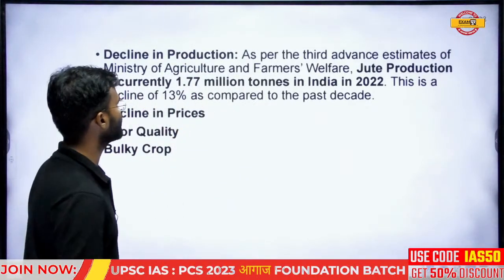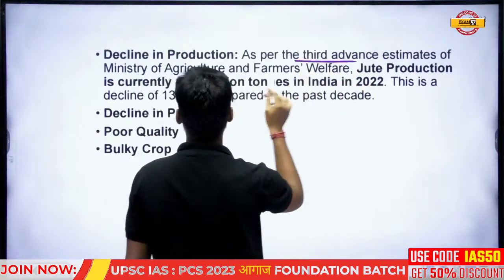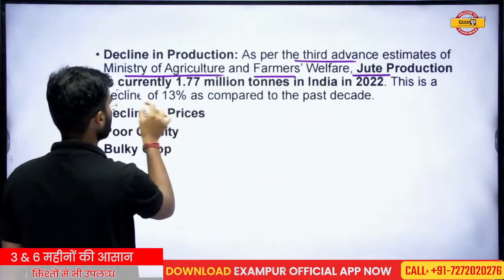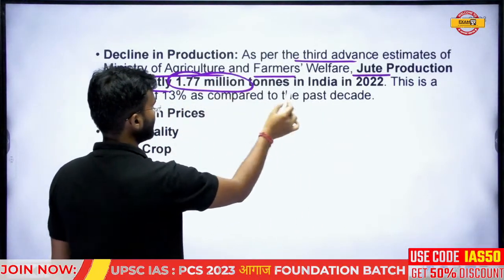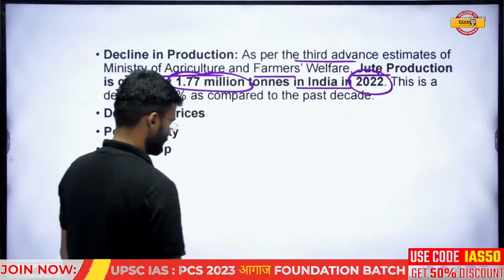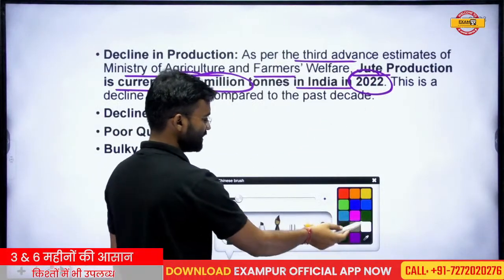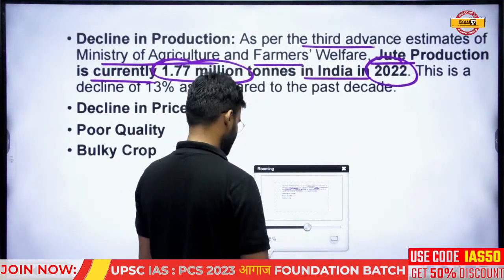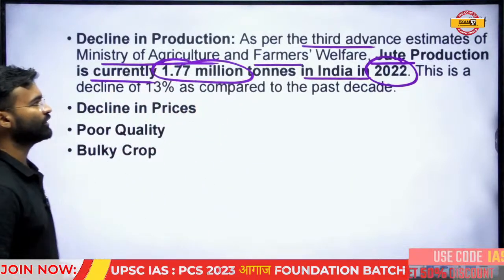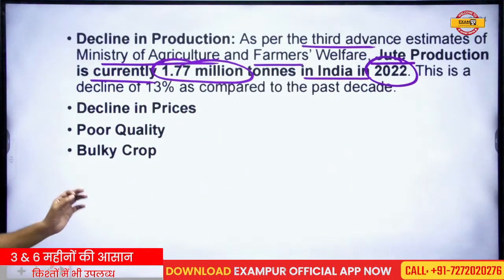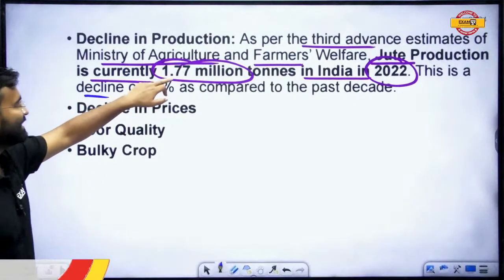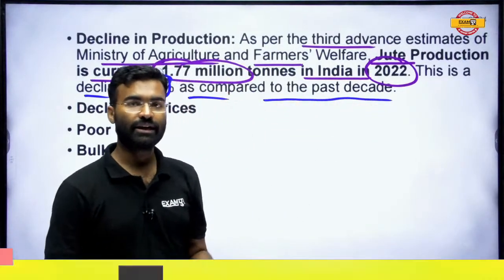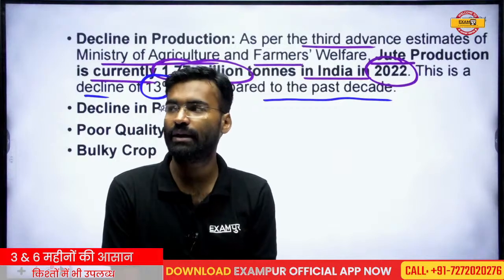Firstly, declining production. As per the third advance estimates of the Ministry of Agriculture and Farmer Welfare, jute production is currently 1.77 million tons in India in 2022. So this is the prediction of the Agriculture Ministry, that the production of jute in 2022 will be 1.77 million tons. This is a decline of 13% as compared to the last decade.